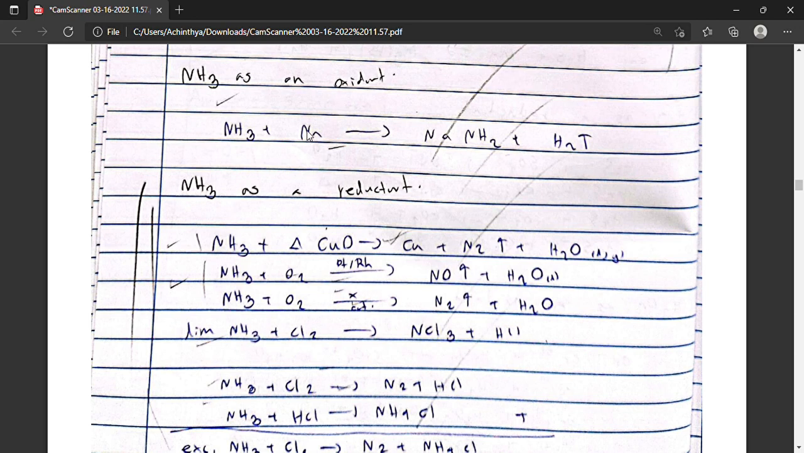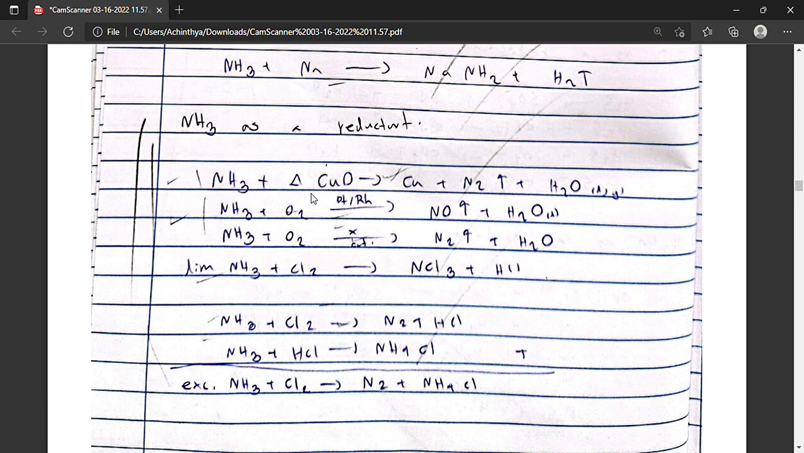Here, the sodium oxidizes from 0 to +1 oxidation state, while in ammonia, the nitrogen stays in the same oxidation state of -3, but the hydrogen in ammonia, which is in +1 oxidation state, reduces itself to 0 oxidation state in hydrogen gas.